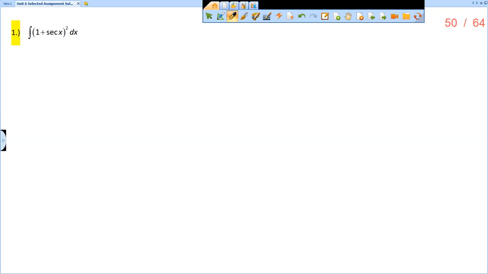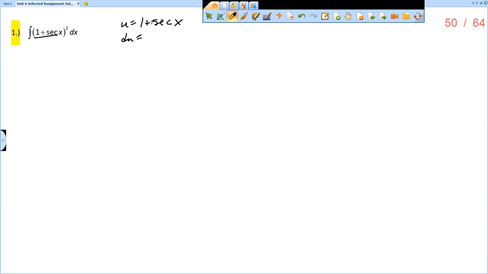This is the solution video for section 6.5, problem number 1. All right, so I have the integral of (1 plus secant x) squared, right? So first thing we think, well, we've got a function inside of a function, and so then we're thinking 1 plus secant x is our u substitution, but that doesn't work.